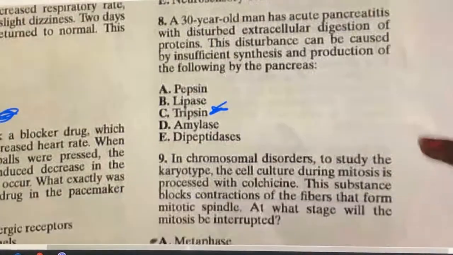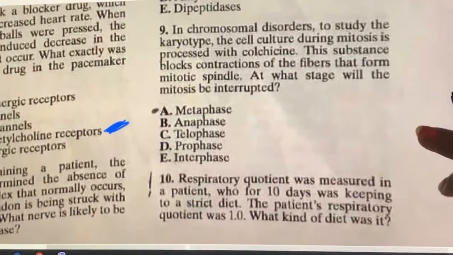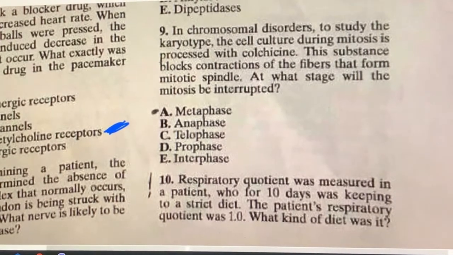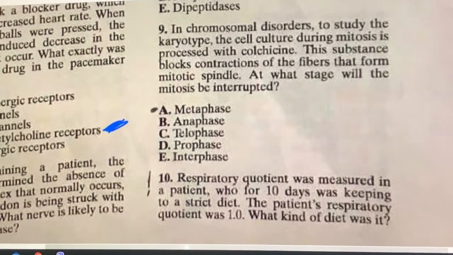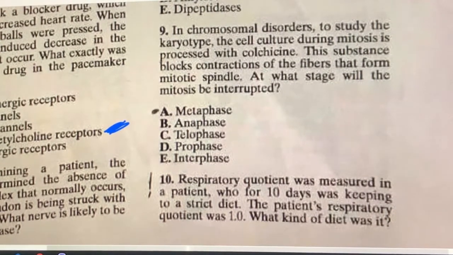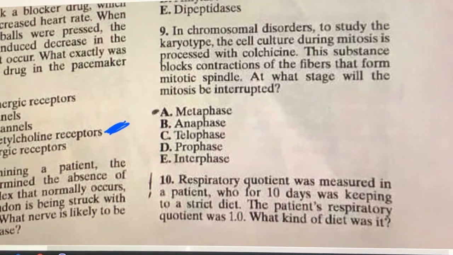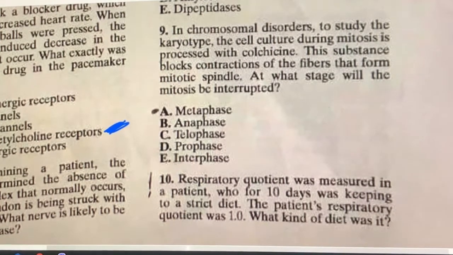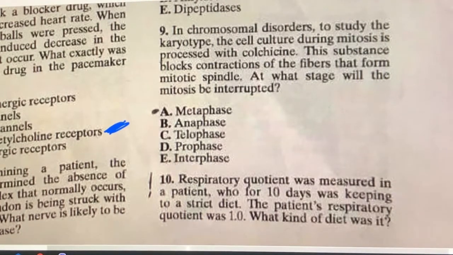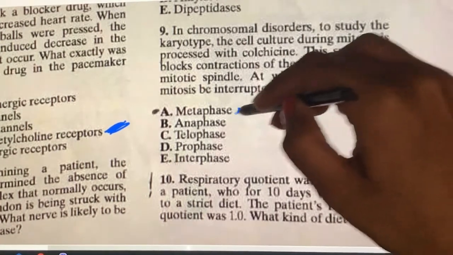Question number 9. In chromosomal disorder, to study the karyotype, the cells cultured during mitosis is processed with colchicine. This substance blocks contractions of the fibers that forms mitotic spindle. At what stage will mitosis be interrupted? They are given that the cell culture during mitosis is processed with colchicine. So the block is during the contraction of the fibers that forms mitotic spindle. So you should know in which stage of mitosis that spindles are formed. So the answer is metaphase.